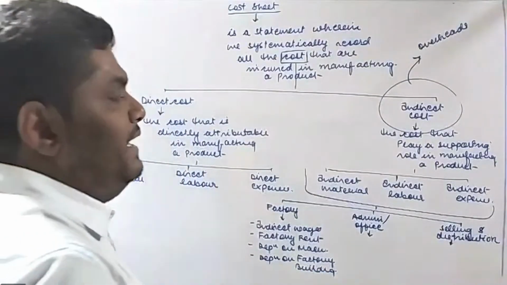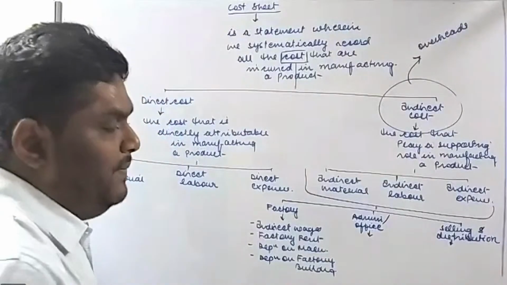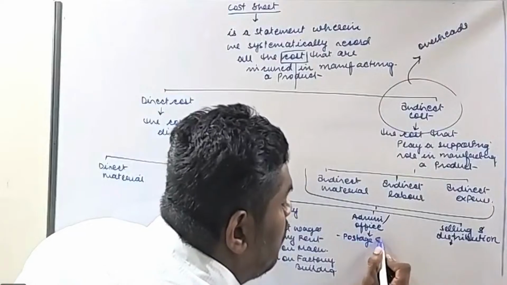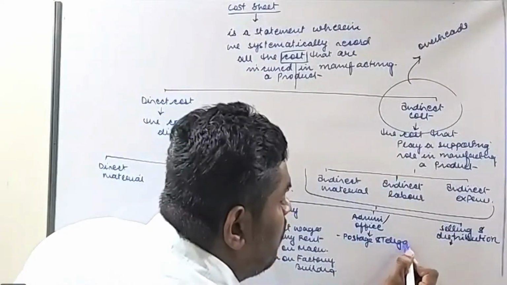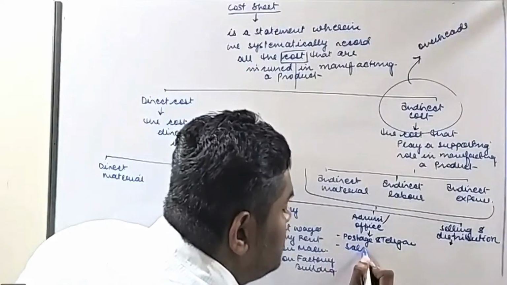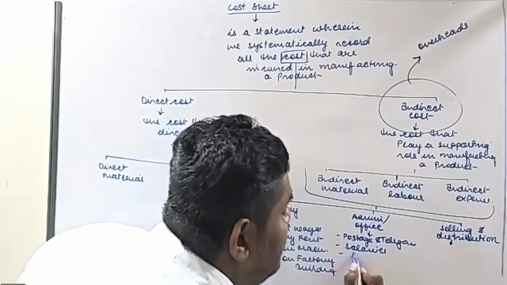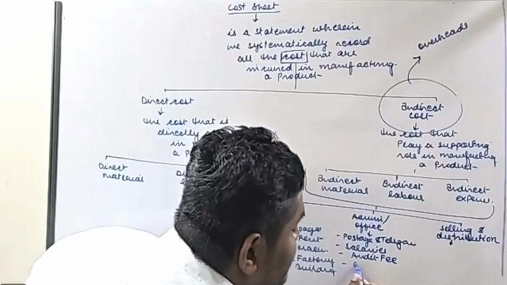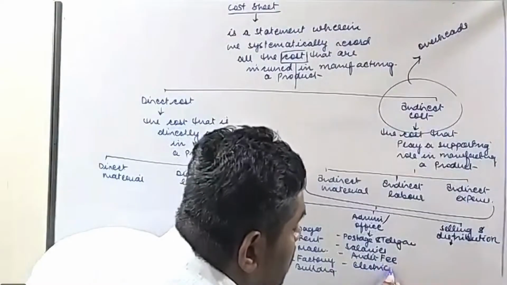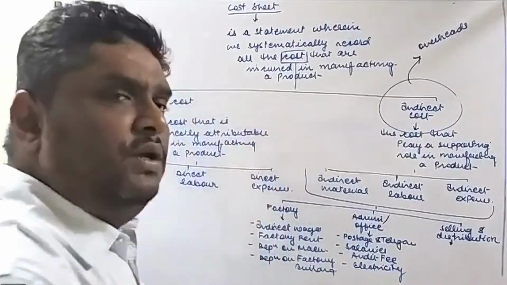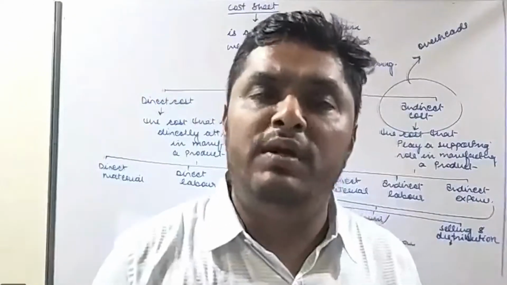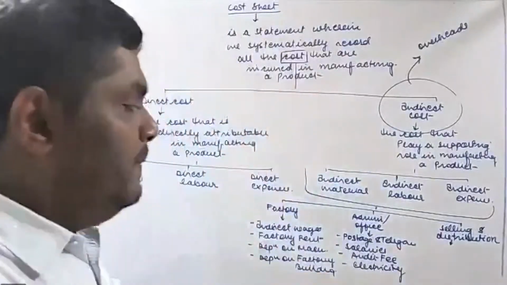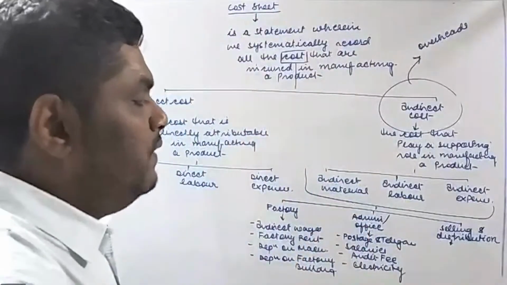When talking about the indirect costs that are incurred at the admin and office level, it can be postage and telegram. It can be salaries, audit fees. It can be electricity. It can be depreciation on office furniture, depreciation on computers. It can be anything. So the expenses that are incurred at the office level will be classified under administration or office overheads.